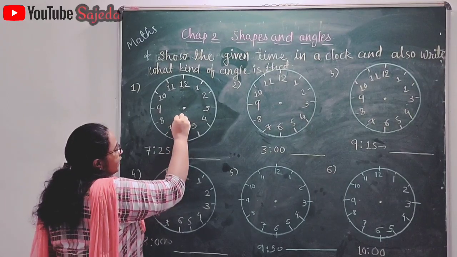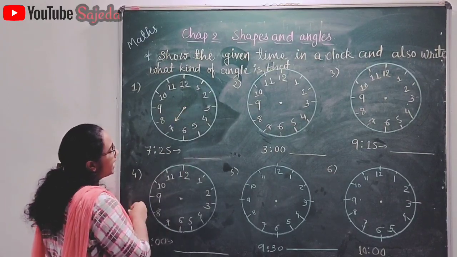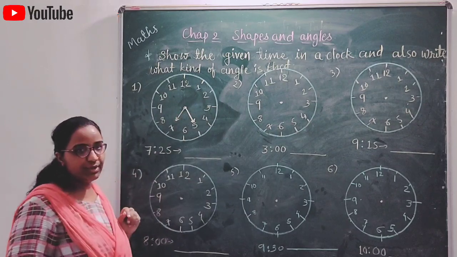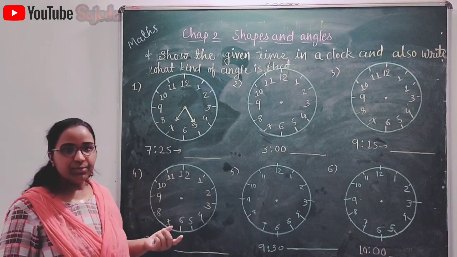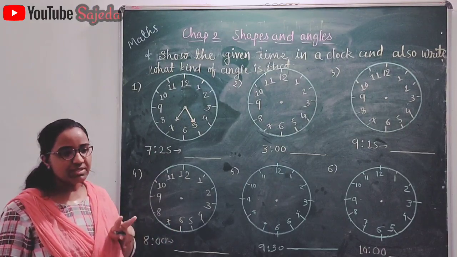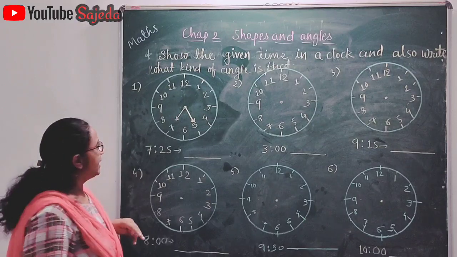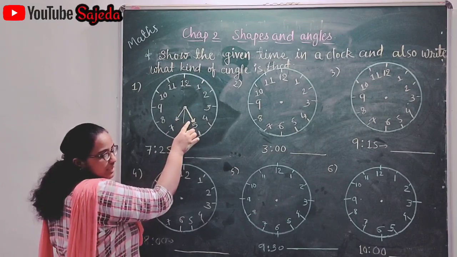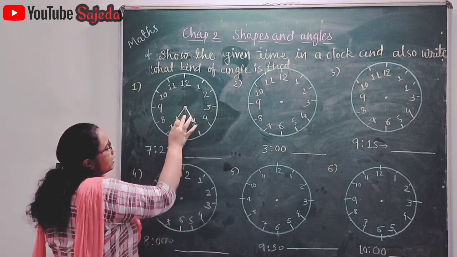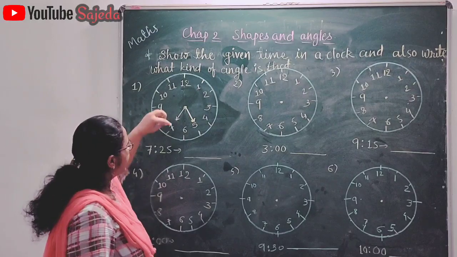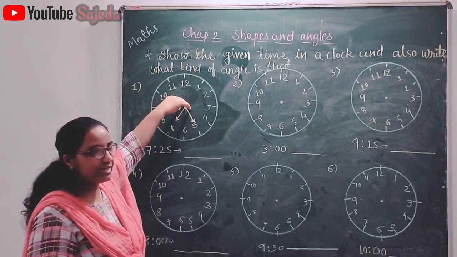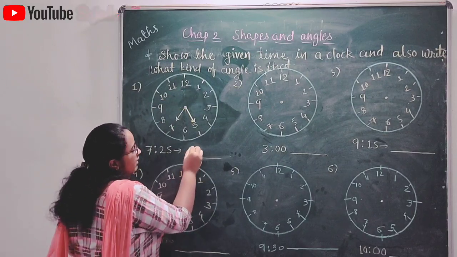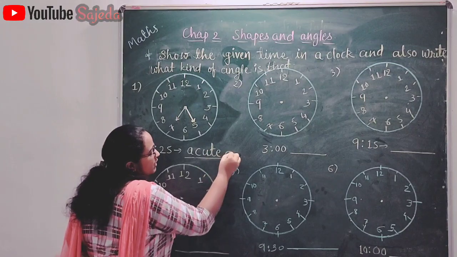So the small hand will be on 7 and the big hand will be on 5. So this is 7:25. Now previously I explained that between each two digits it forms an angle of 30 degree. So here there are a total of two angles, 30 and 30, and from the picture you can also identify that it is less than a right angle, less than 90 degree, so it forms an acute angle. So here we will write acute angle.